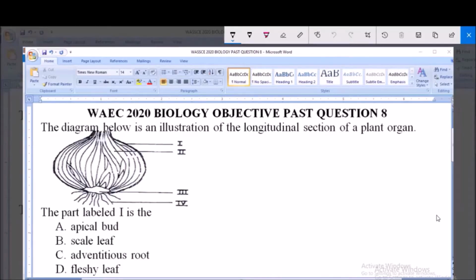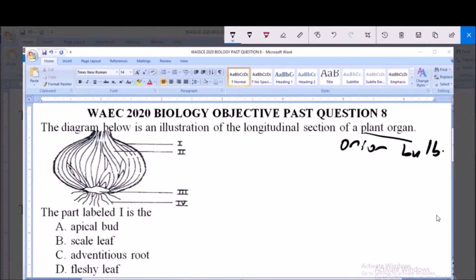Hello and welcome. I'm going to be answering WAEC 2020 Biology Objective Past Question 8. You have the diagram below, which is an illustration of the longitudinal section of a plant organ, and this plant organ is an onion bulb. So we're asked, the part labeled 1 is the A. Apical bud, B. Scale leaf, C. Adventitious root, D. Fleshy leaf.